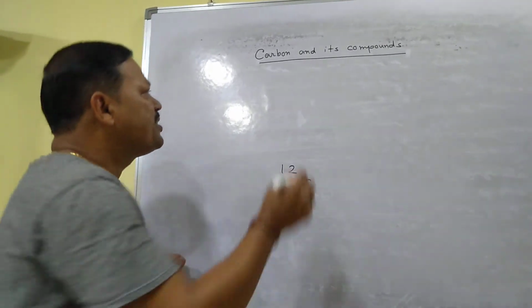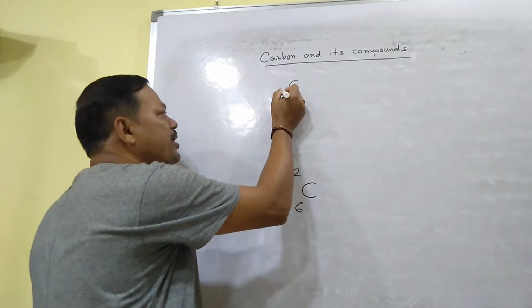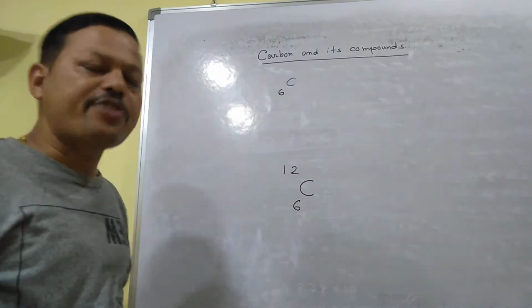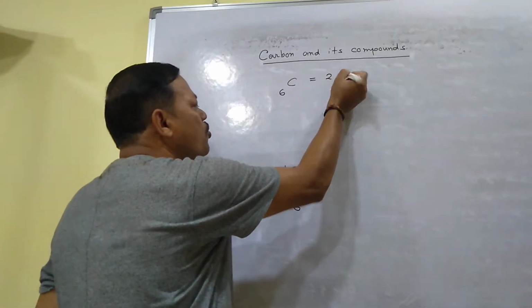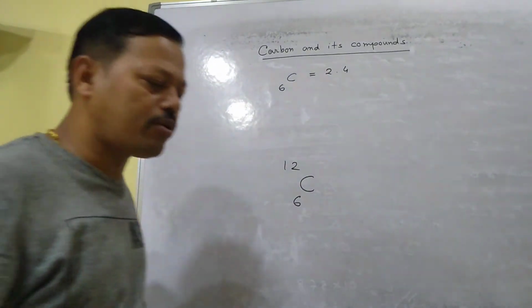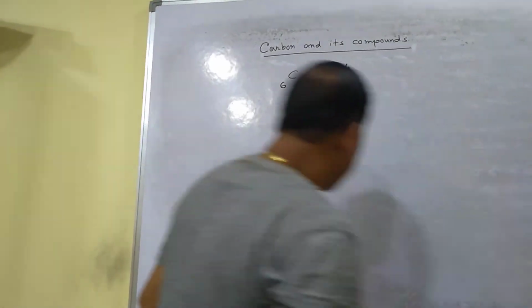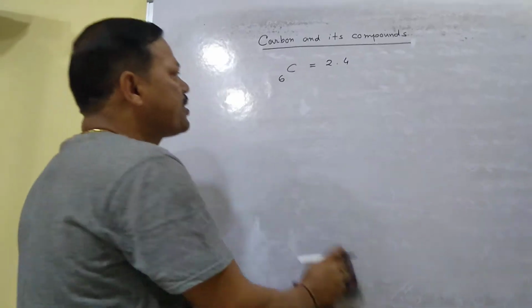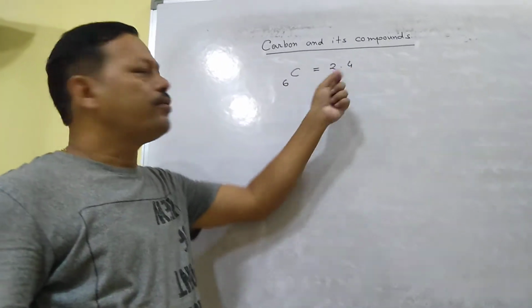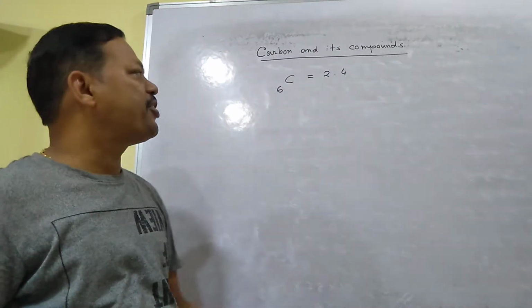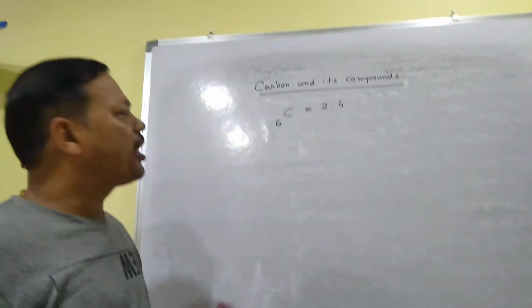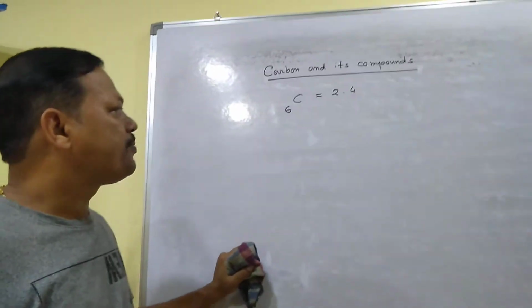Now, since the atomic number of carbon is 6, its electronic configuration you can write like this: 2, 4. Already you have got this in class 9. Since the configuration is 2, 4, these electrons are called valence electrons or outermost shell electrons. Now carbon contains 4 valence electrons.